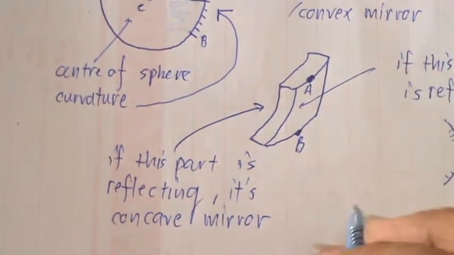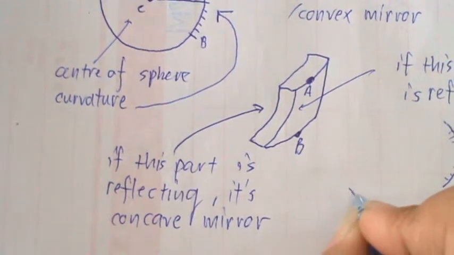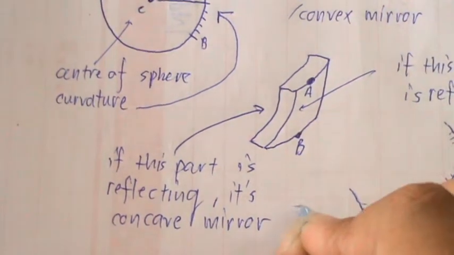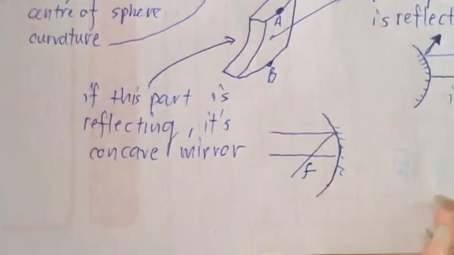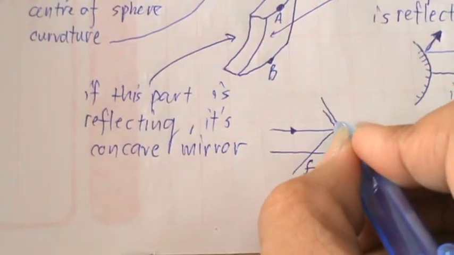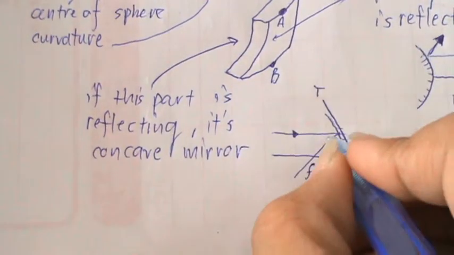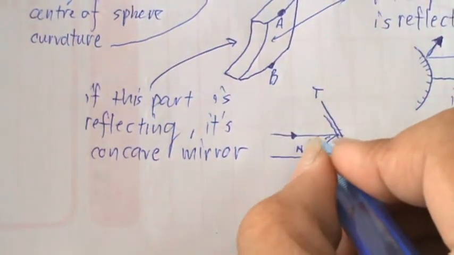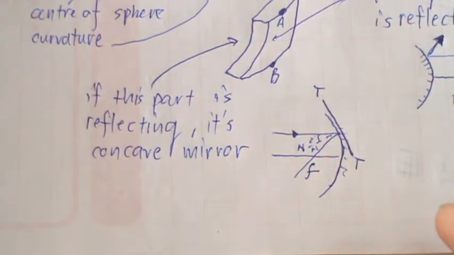If this part is reflecting, it's a concave mirror. So it may look something like this, where the light ray comes from here and strikes here at F. Okay, the light ray comes here, and this is a tangent line. If there's a tangent line, there must be a normal line. So here is I, here is R. I equals R, because this is the law of reflection.